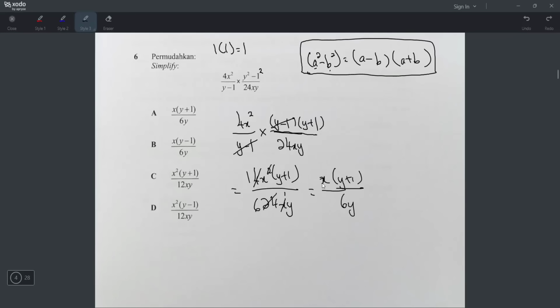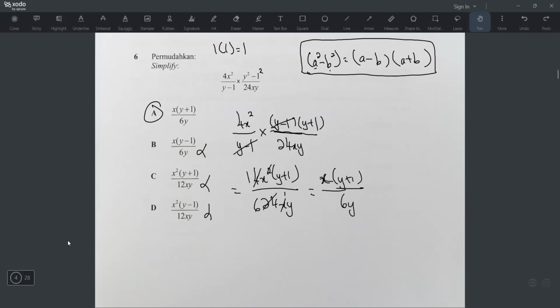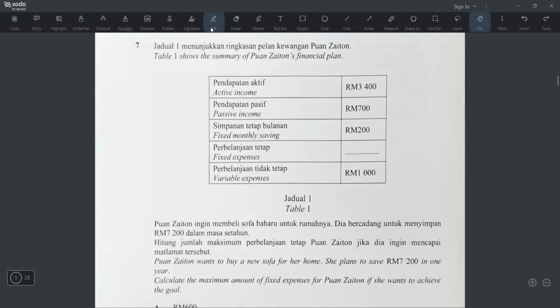So now we look for the answer A, B, C, D. Which one? A, right? B cannot. C and D cannot lah. Why got x square here? Okay, so that's how I would do it. Hope you understand. Okay, number 7.